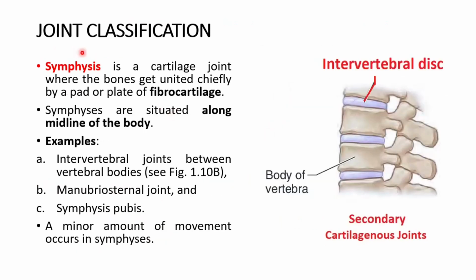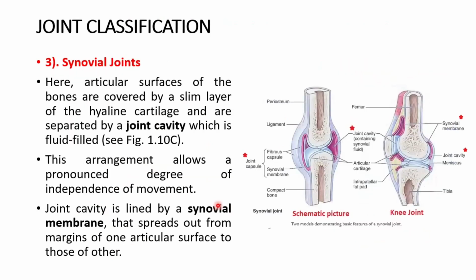Now the symphysis. It is a cartilaginous joint where the bones are united chiefly by a pad or plate of fibrocartilage. Here you could see the intervertebral disc, which is a plate of fibrocartilage. Symphyses are situated along the midline of the body; obviously, this is the vertebral column. Examples are the intervertebral joints between vertebral bodies, the manubriosternal joint, and the symphysis pubis, which is between the hip bones. A minor amount of movement occurs in symphysis.